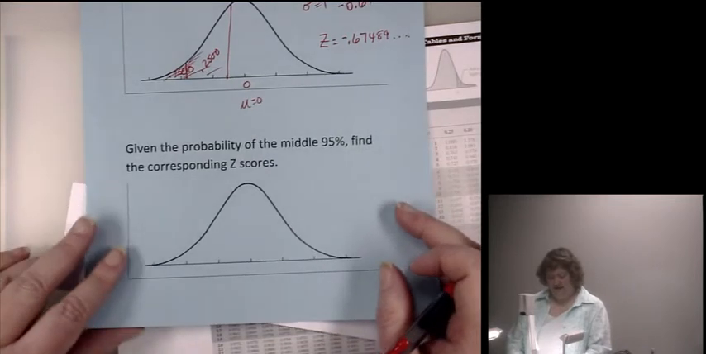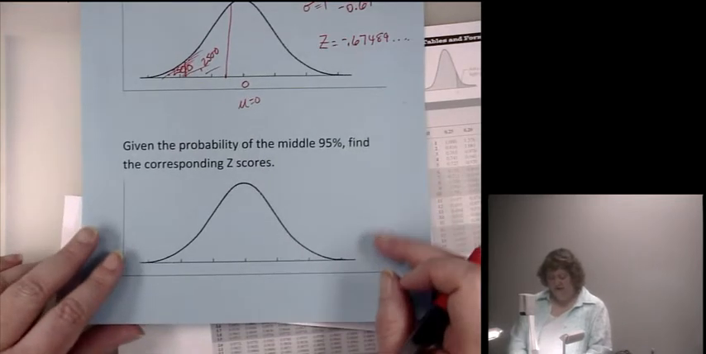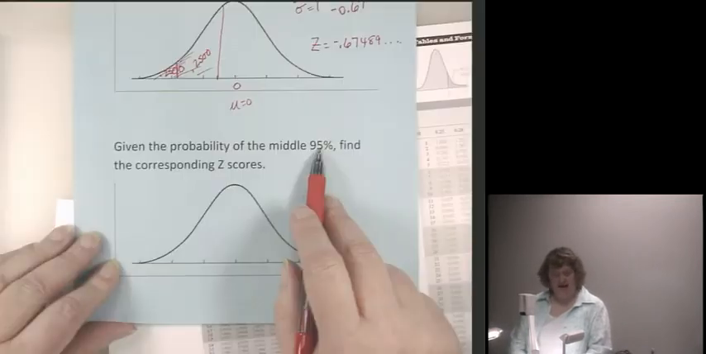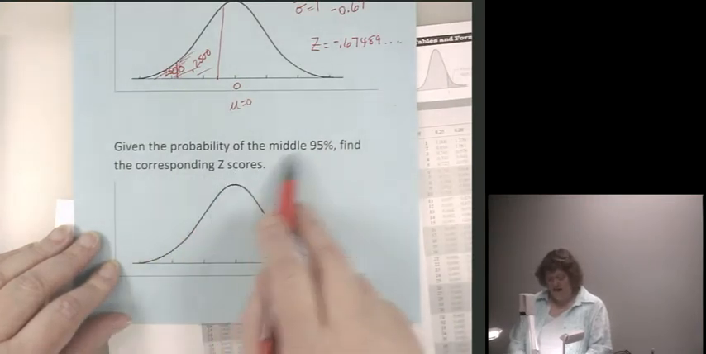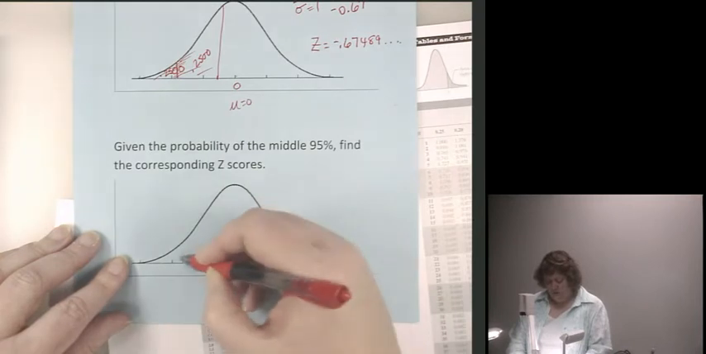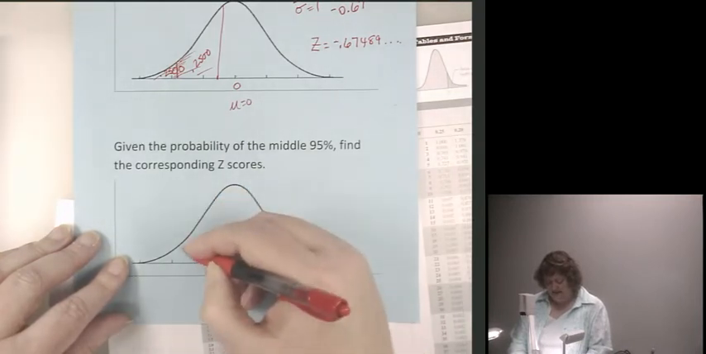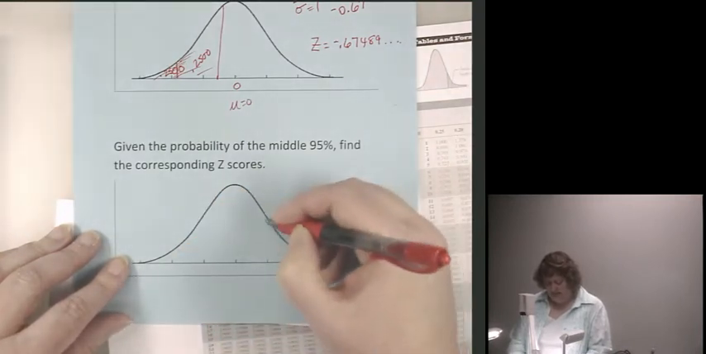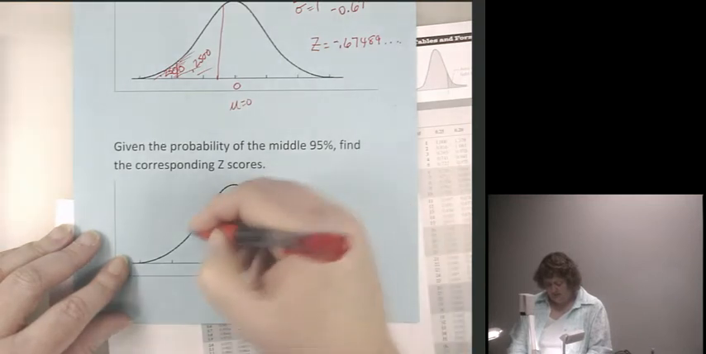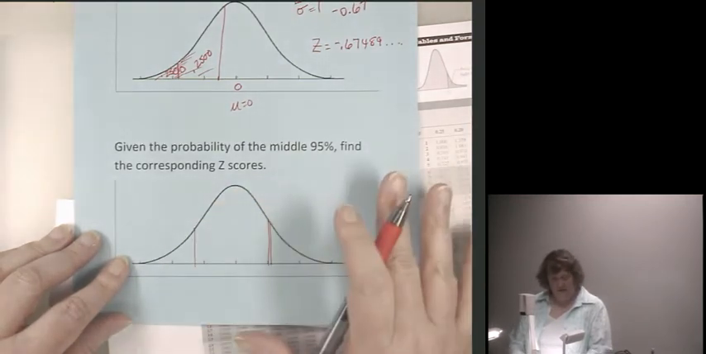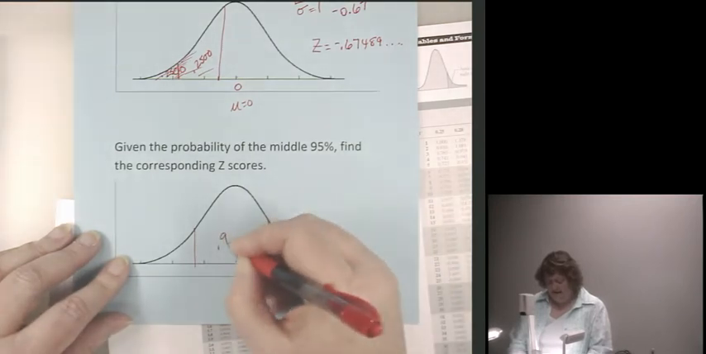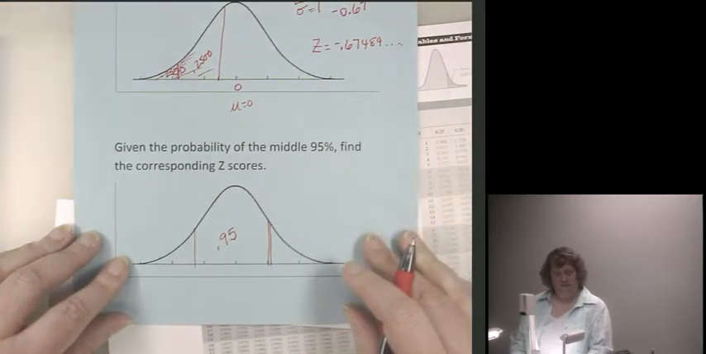Okay, now let's look at the second example I have here. It says, given the probability of the middle 95%, find the corresponding z-scores. And by this, what I mean is we want to put 95% in the middle of my chart. And again, this is not to scale, but we want 95% of the area in the middle.